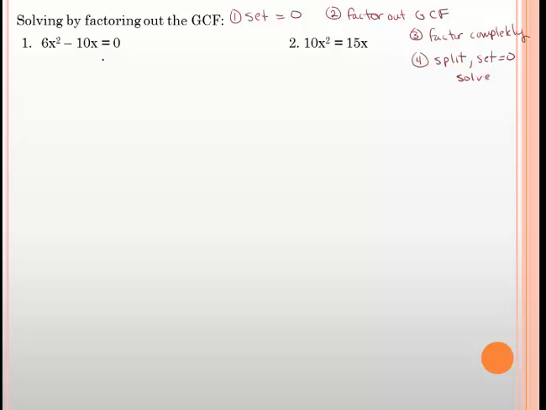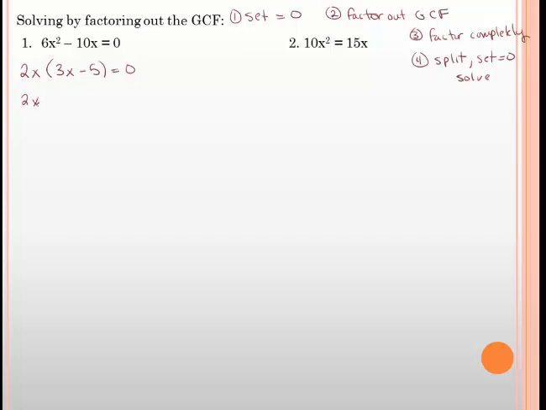So our first equation is already set equal to 0. I have 6x squared minus 10x equals 0. So I want to look for my GCF. 6 and 10 will both divide by 2. X squared and x, so I can take an x. That leaves me with 3x minus 5. So 2x times 3x minus 5 is equal to 0.